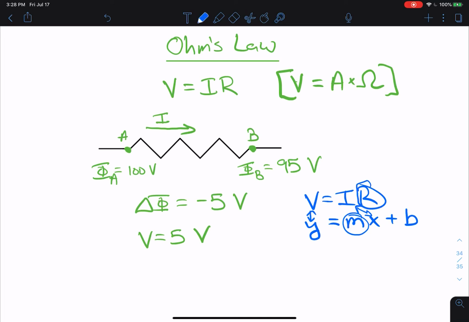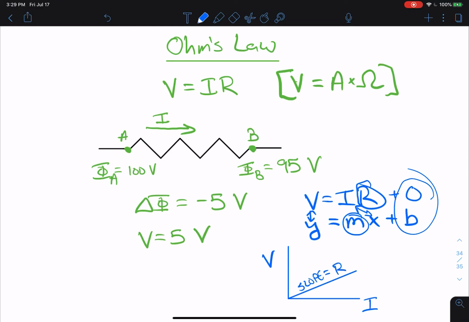And notice that we're not adding anything. We're just doing plus 0. So that means b, the y-intercept, should be 0. So that's something else we can see. That means when we do a plot of voltage versus current, it should start at 0, 0. It should look something like that. And the slope will equal the resistance.